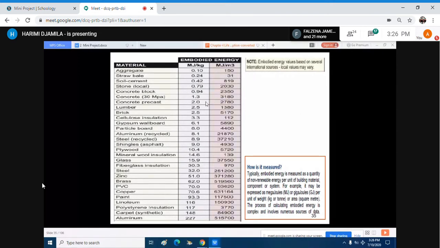Sometimes you may have many choices to buy a material, so probably you will take it into consideration. Here, aluminium recycled, for example, is 8.1. I am not sure if there's aluminium here, but you can always compare to it. Aluminium is 227. However, aluminium recycled is 8.1.